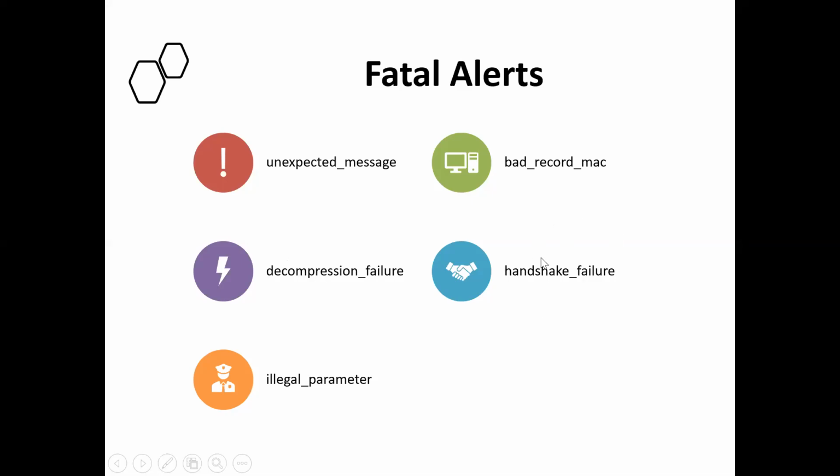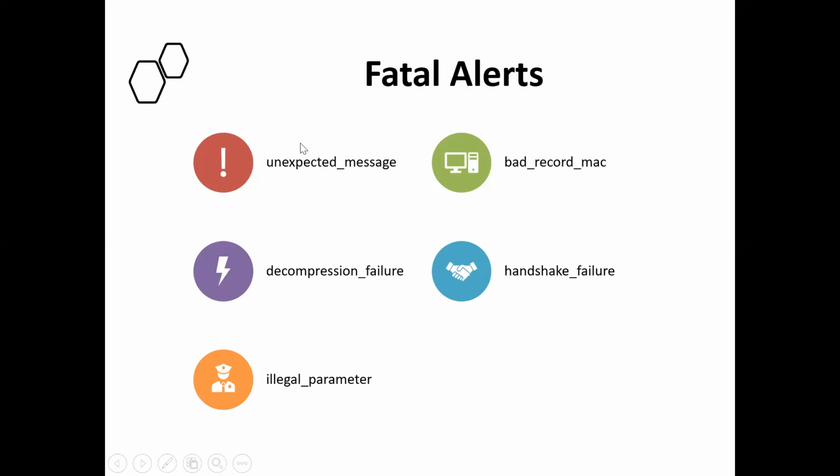And another one is handshake failure. Here, if either the client or the server has any authentication failure, at that time handshake failure happens. Lastly, illegal parameter. If the parameters we see with respect to handshake messages are not proper, then also the connection is going to be terminated between the two entities. These are the fatal alerts with respect to the alert protocol.